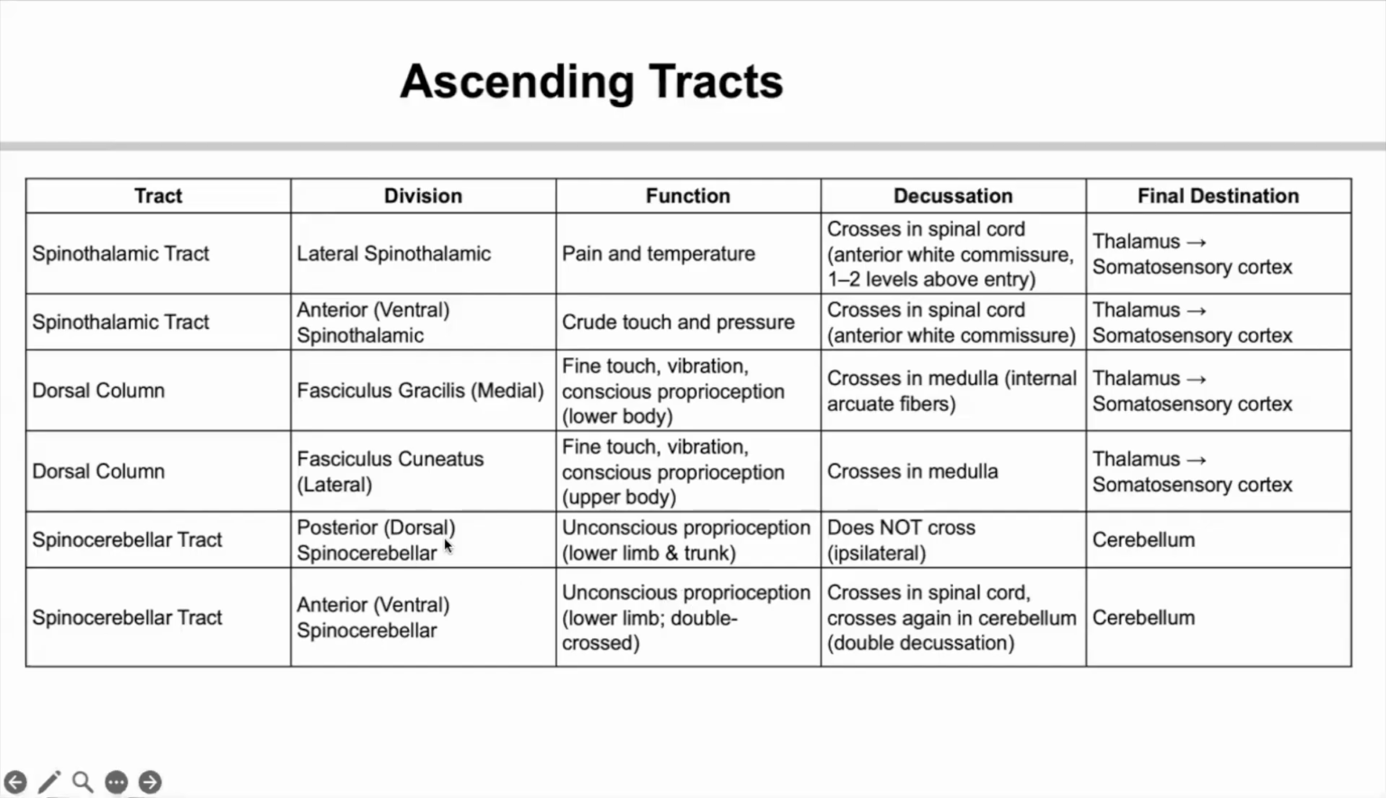So the posterior spinocerebellar tract carries unconscious proprioception from the lower limbs and trunk. And the anterior or ventral spinocerebellar tract carries unconscious proprioception from the lower limbs.